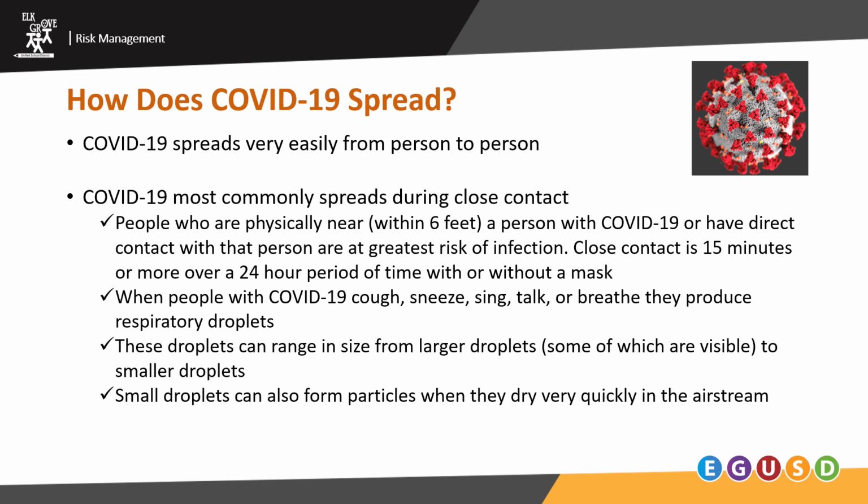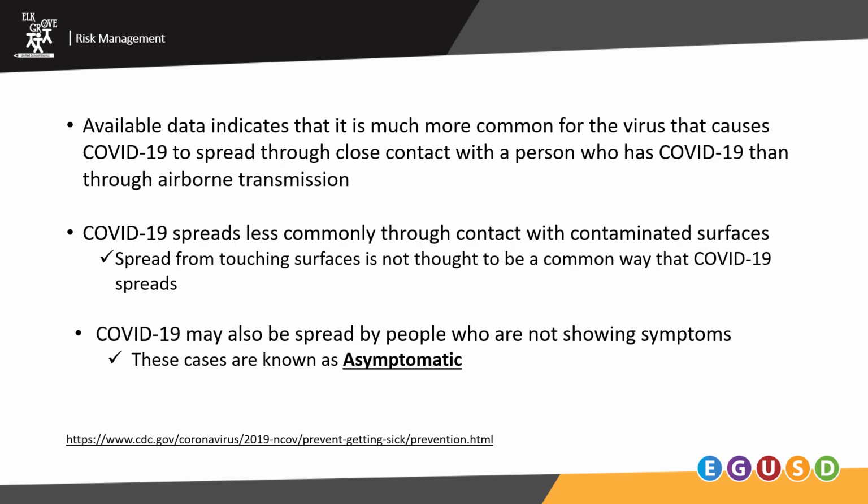When people with COVID-19 cough, sneeze, sing, talk, or breathe, they produce respiratory droplets. These droplets can range in size from larger droplets, some of which are visible, to smaller droplets. Small droplets can also form particles when they dry very quickly in the airstream. Available data indicates that it is much more common for the virus that causes COVID-19 to spread through close contact with a person who has COVID-19 than through airborne transmission.